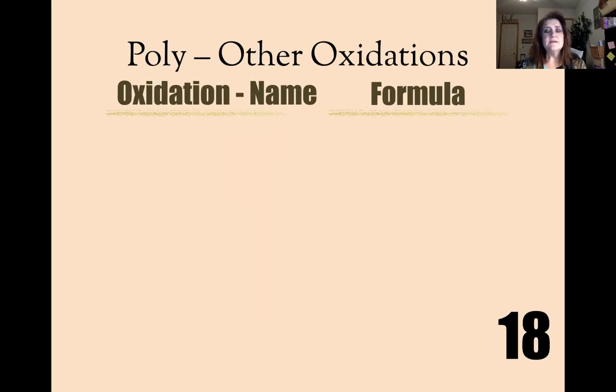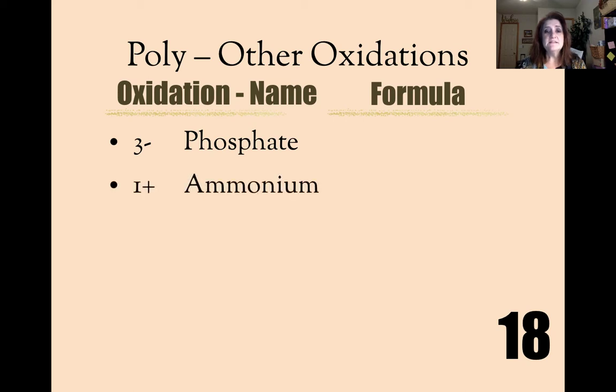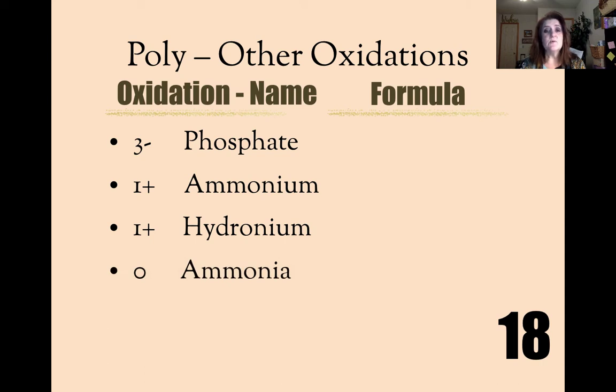These are polyatomics with different oxidations. There's not a consistent list of them. So, an oxidation of 3 negative is phosphate. 1 positive is ammonium. 1 positive is also hydronium. Whereas an oxidation of 0 is ammonia and methane.